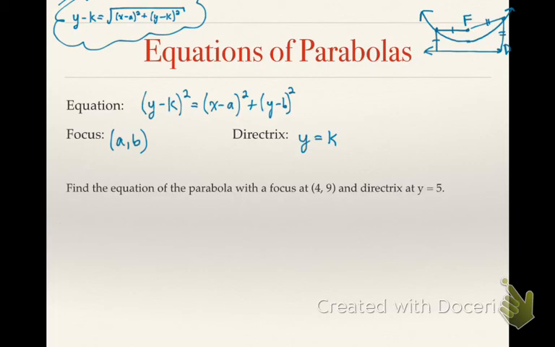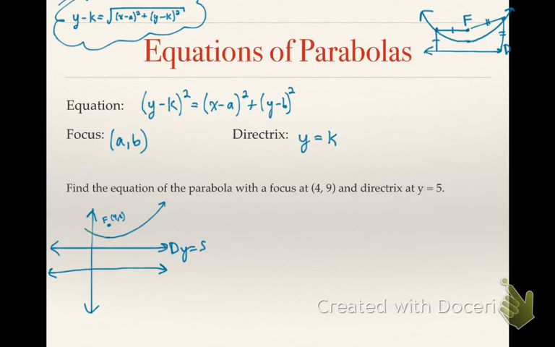Okay, so let's look at an example. Find the equation of the parabola with the focus (4, 9) and a directrix of y equals 5. Well, let's first look at the graph of this. Here's a set of axes. Y equals 5 is roughly about here, so that'd be the directrix, y equals 5. And (4, 9) would be probably right here. That's going to be the focus. So our parabola will look something like this.